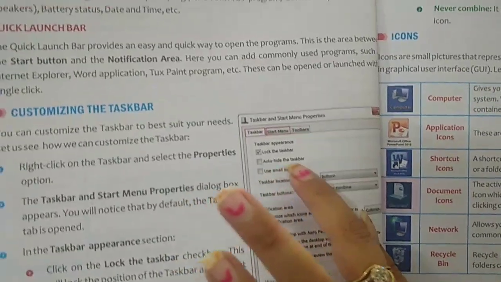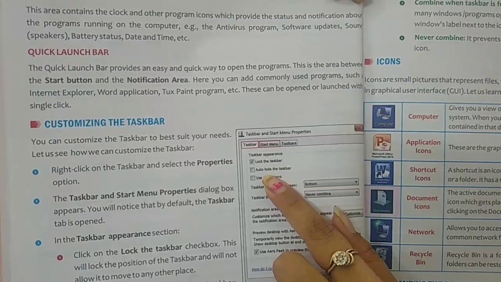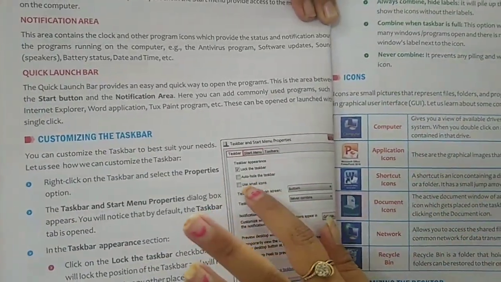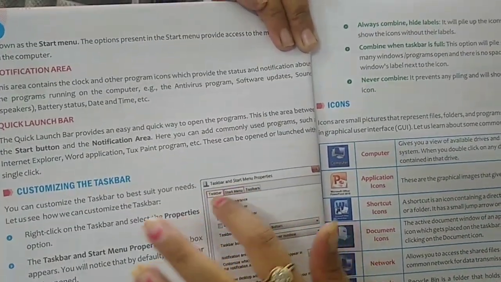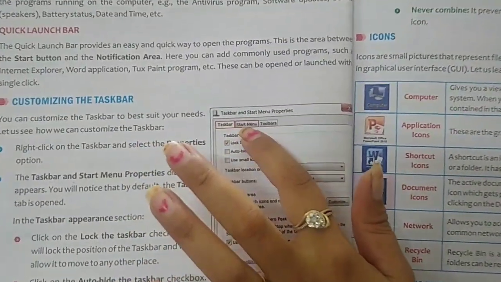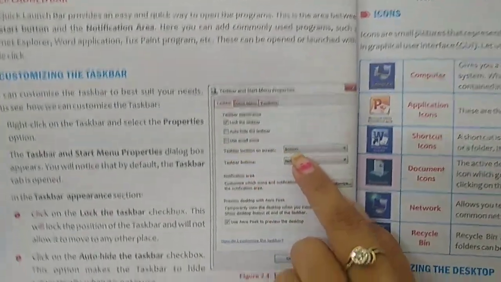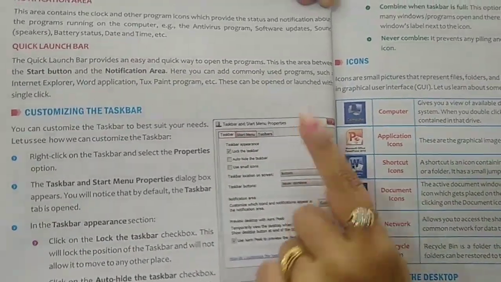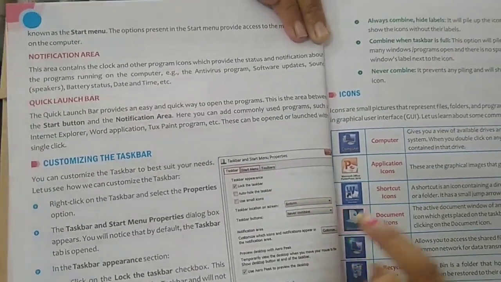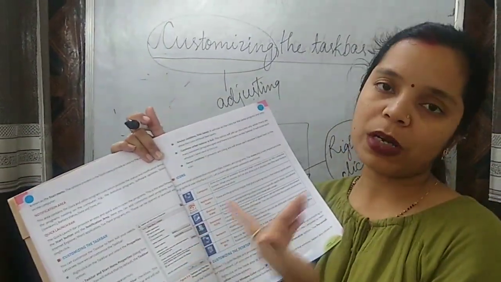Next one is auto hide taskbar. If you will click on this, it will hide your taskbar. Means when you will bring your mouse, it will display, otherwise it will hide. Use small icons. If you will select, it will use small icons on the taskbar. So like this you can customize your taskbar. Like start menu you can change, toolbars you can change, place of the taskbar, like here it is bottom, so taskbar will appear on the bottom. If you will choose up, it will come up. If you will choose left, it will come left. So like this, so many properties are given, and you can customize your taskbar by choosing the properties from this dialog box.